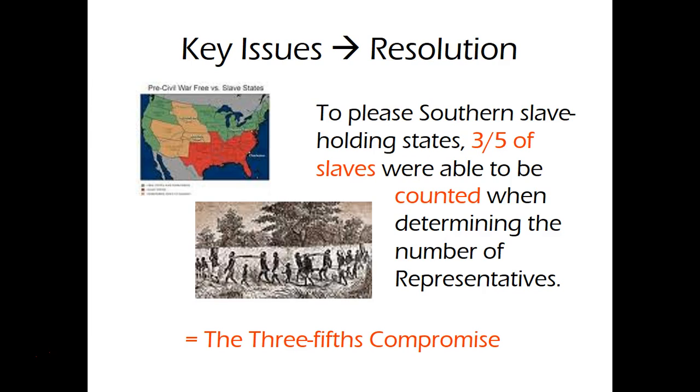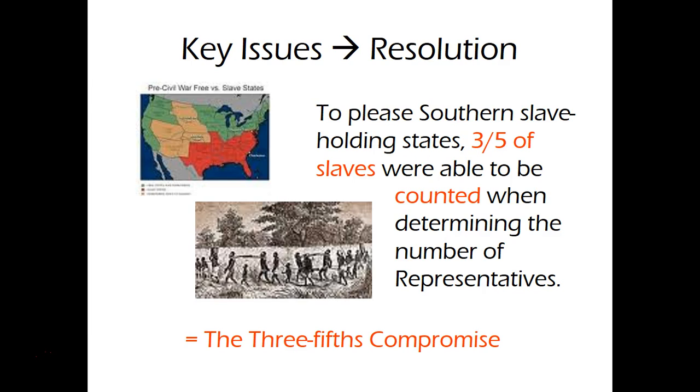So what they do is they're pleasing the southern states by saying that 3 out of 5 slaves will be counted towards their population when they're calculating how many representatives they should have in the House of Representatives. This is called the 3/5 compromise.